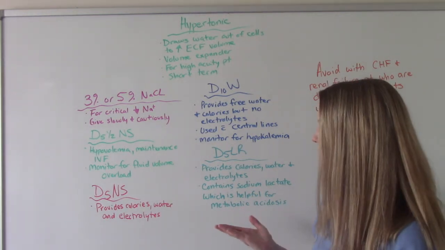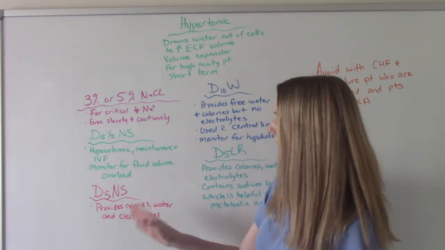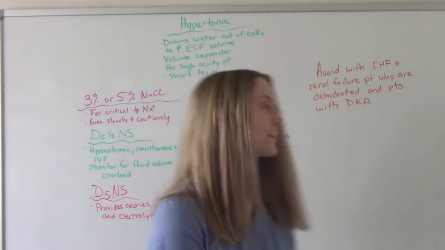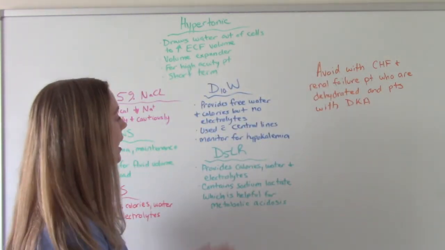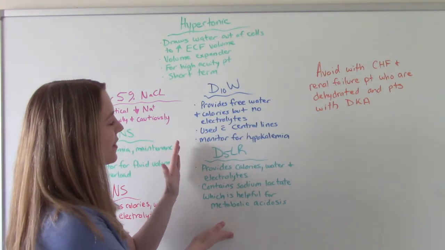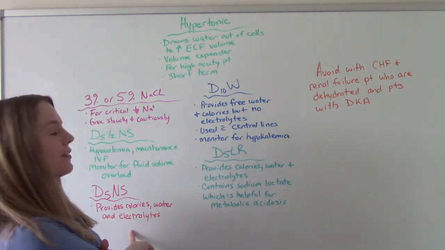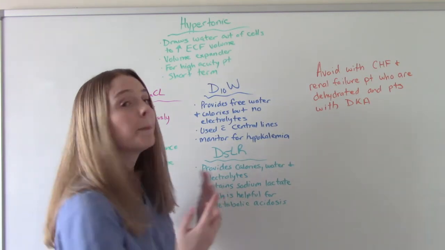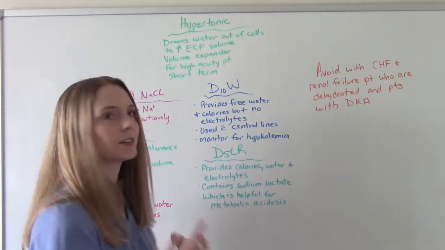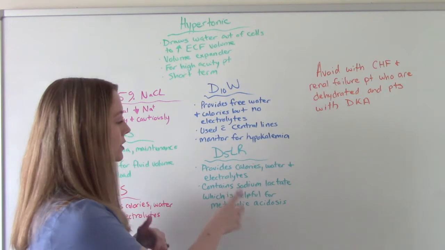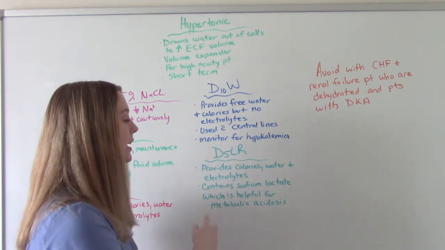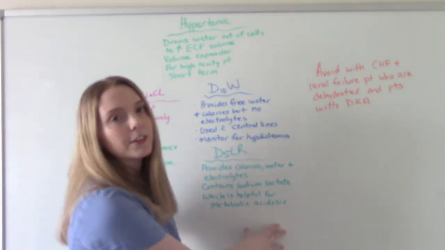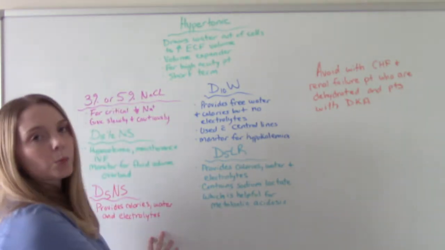D5 normal saline is helpful because it provides calories, water, and electrolytes to our patients. D5LR is very similar to D5 normal saline in the fact that it provides calories, water, and electrolytes, but because of the LR, it contains sodium lactate, right? So it contains sodium lactate, which is helpful if your patient has metabolic acidosis. So that's why you might want to choose the D5LR over the D5 normal saline.